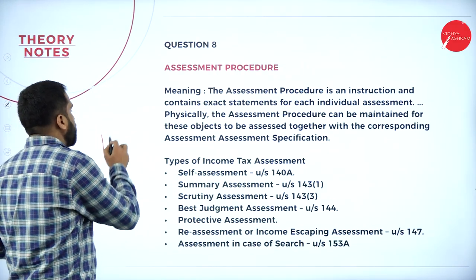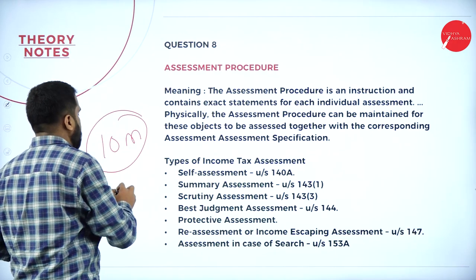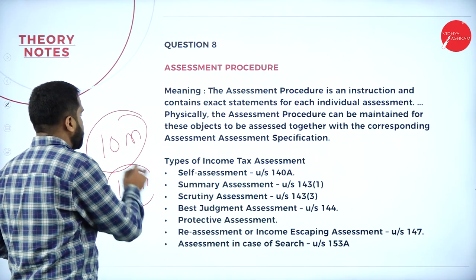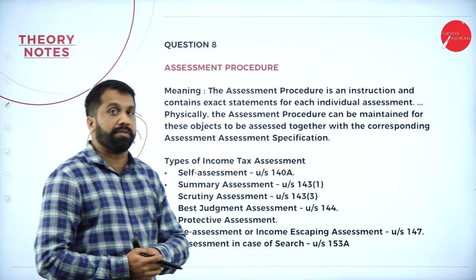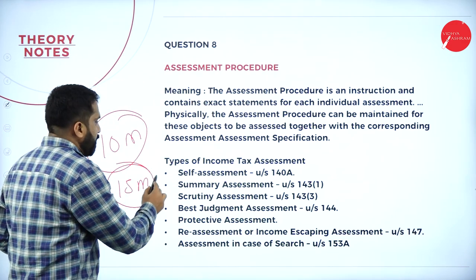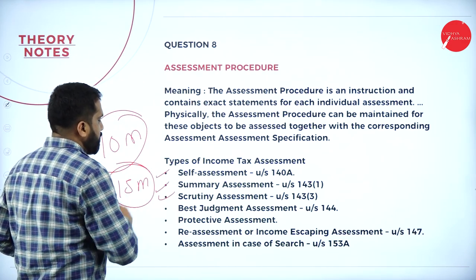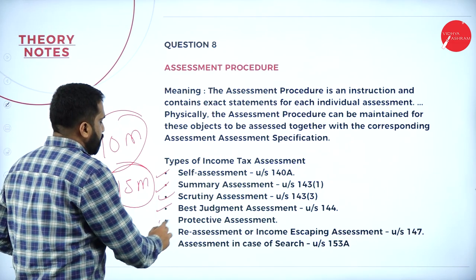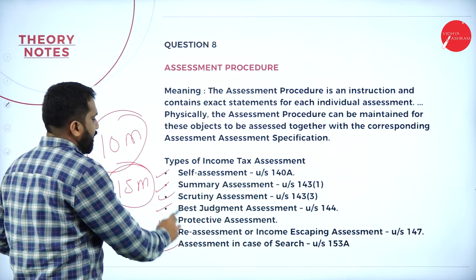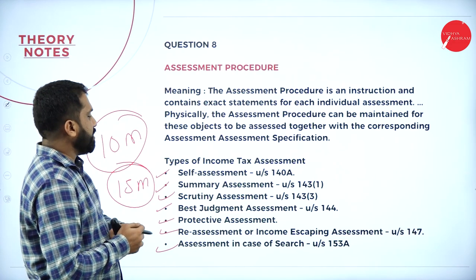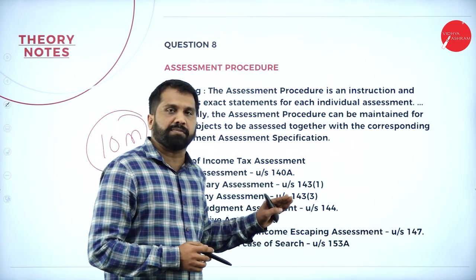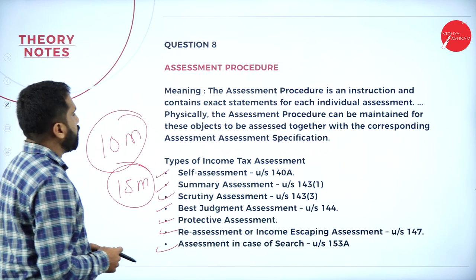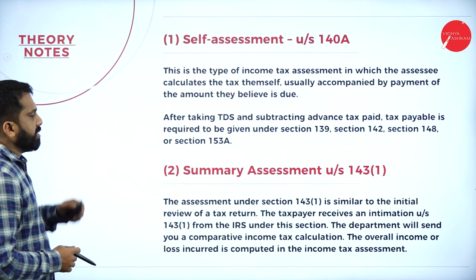Now, I'll go to the next one. Assessment procedure, 10 marks, compulsory, sometimes 15 marks. What do you mean by assessment procedure? How many types are there? Self-assessment, summary, scrutiny, best judgment, protective, reassessment, assessment in case of search. These are the assessment procedures. Please follow this. All the answers I have given.